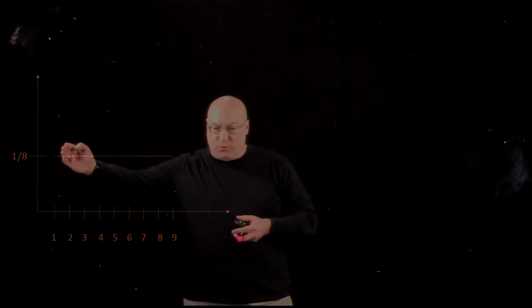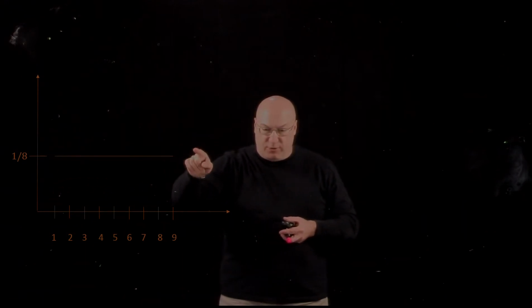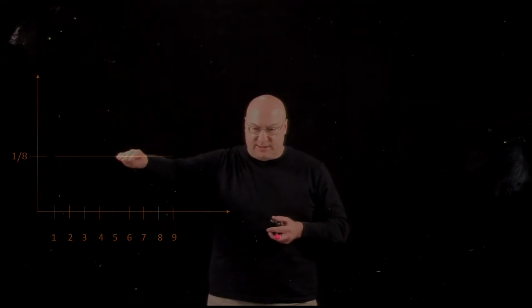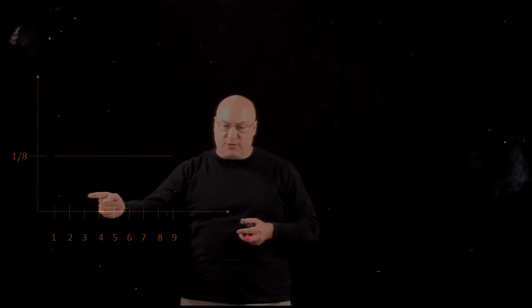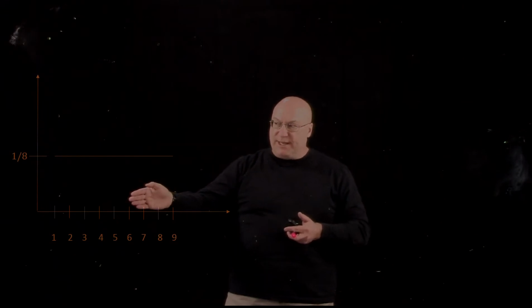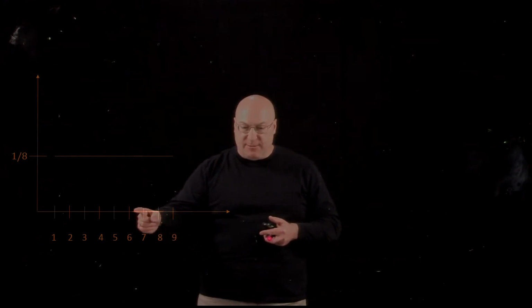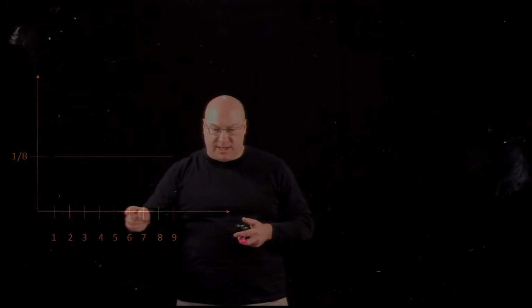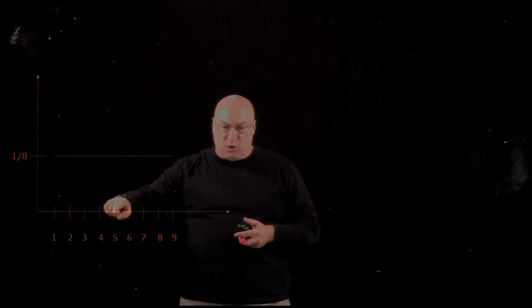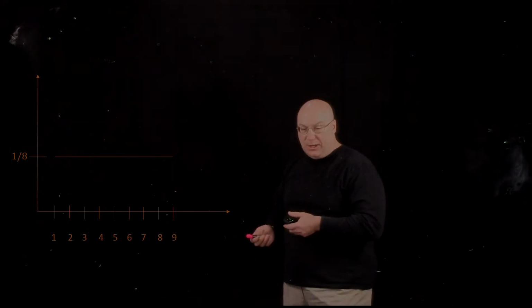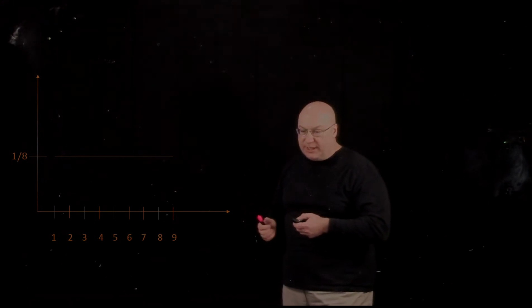If you notice, it can only take on values starting at 1 and going all the way over to 9. And it's uniform, which means it's the same level all the way across. The height, I should say, is the same all the way across. And what is that height? Well, in order for the total area to be 1, look, the length is 9 minus 1, correct? So the length is 8. The height has to be 1/8 so that the area is 1. I hope you can get that.